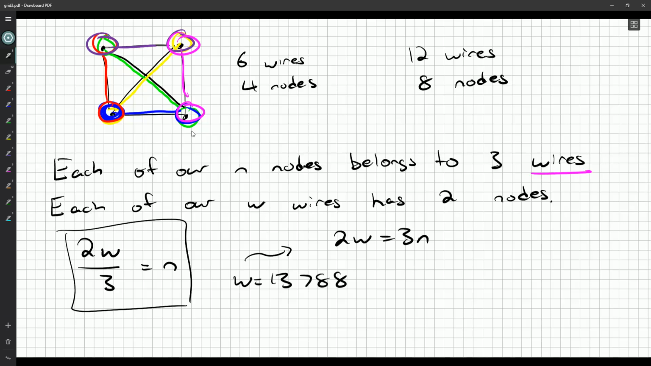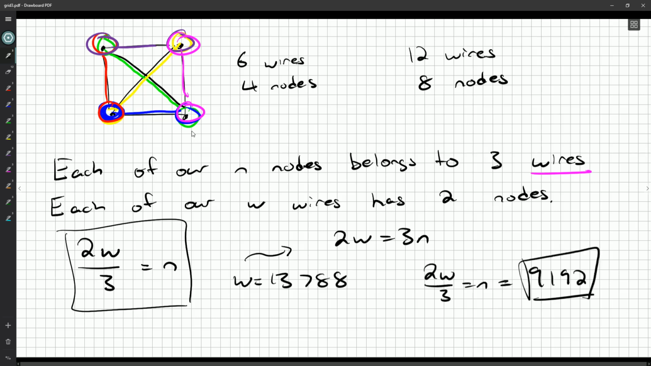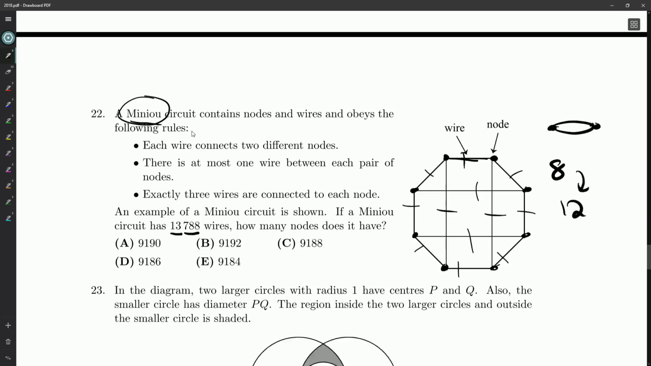So I'll grab my calculator. 13,788 divided by 3, multiplied by 2. And so 2W over 3, which is the number of nodes, is 9,192. And there we go. So is that one of the possible answers? You bet it is. It's B, and that's exactly what we would bubble in.